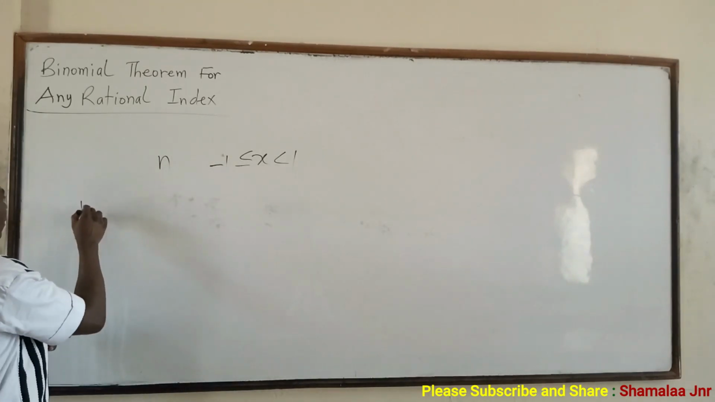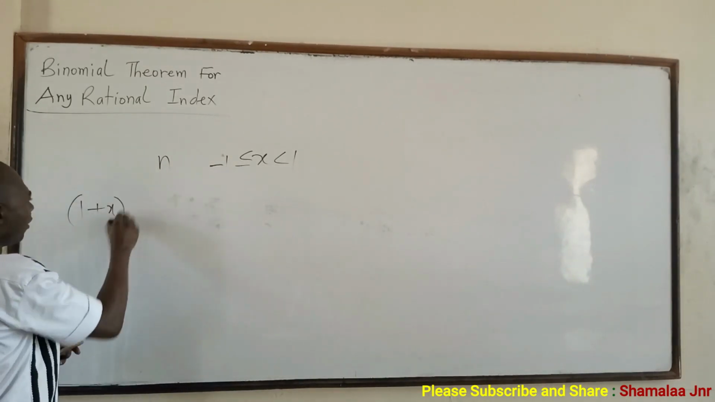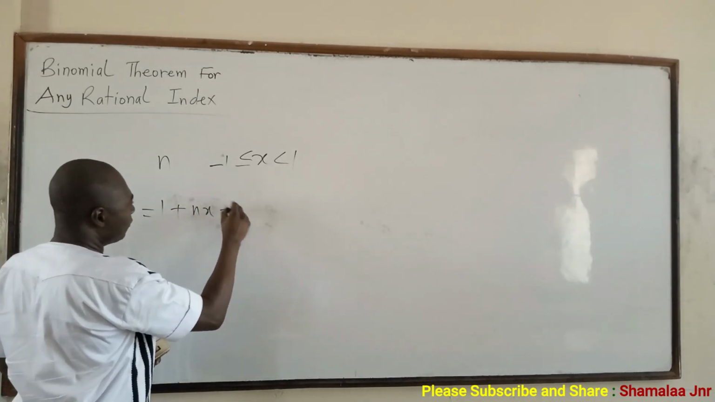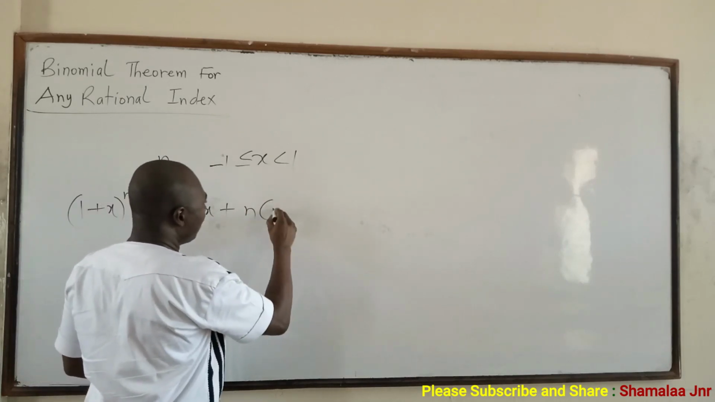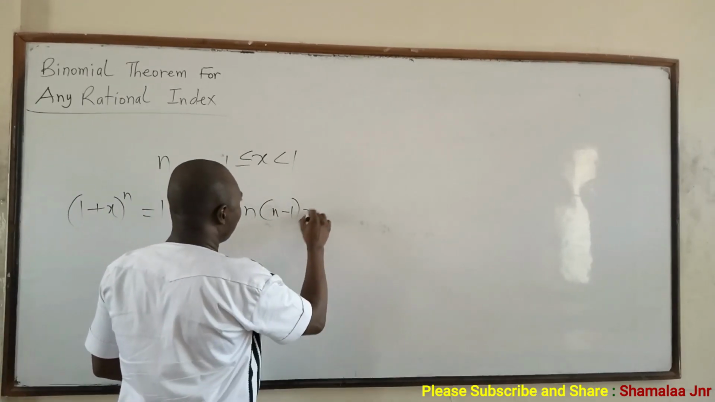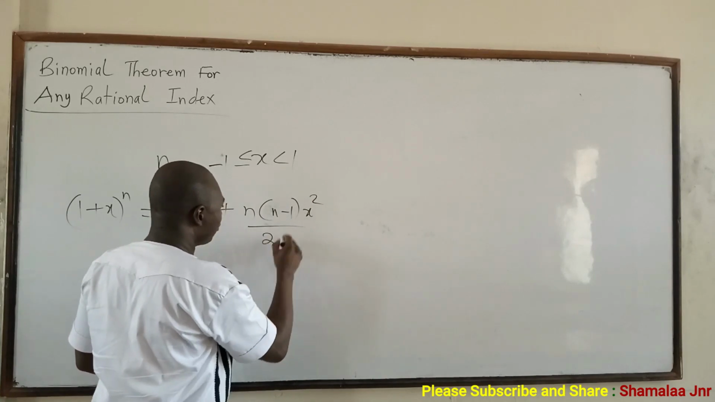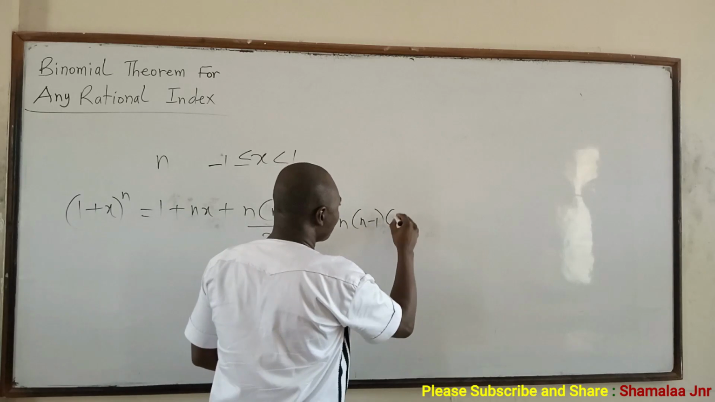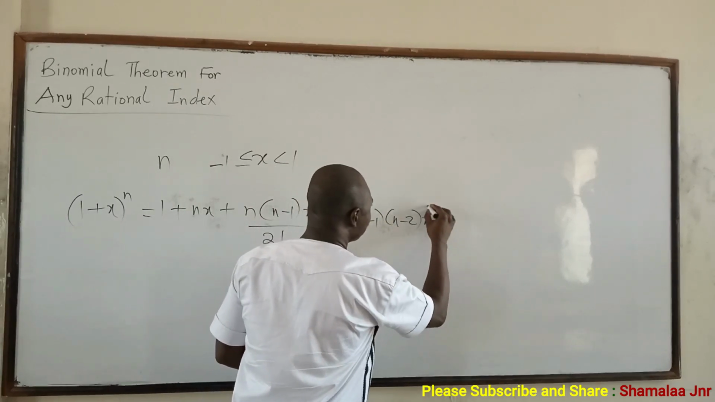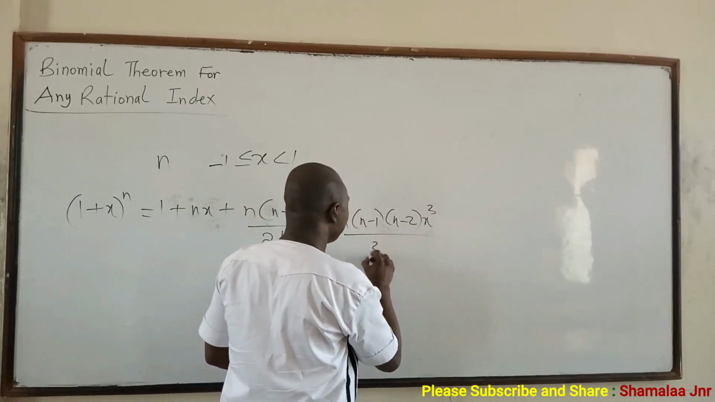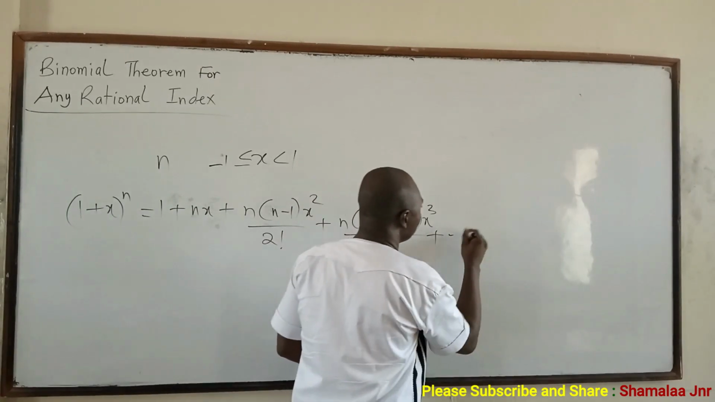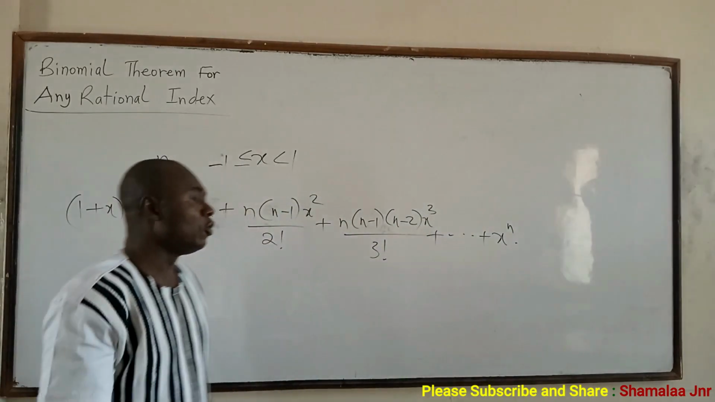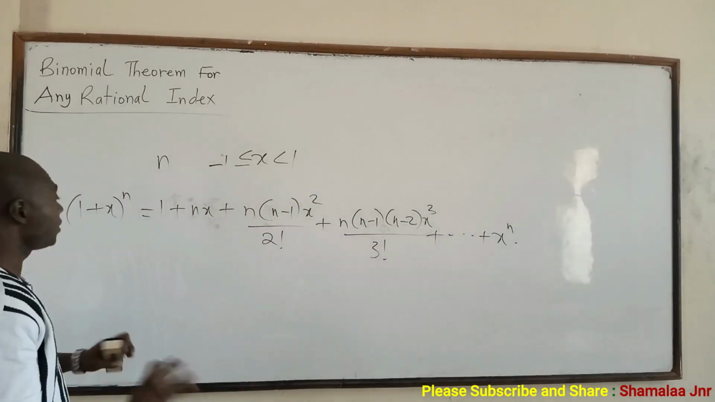then (1 + x)^n is equal to 1 + nx + n(n - 1)x² over 2 factorial + n(n - 1)(n - 2)x³ over 3 factorial + and so on, plus x raised to the power n. Yes, this is the binomial theorem for any rational index.